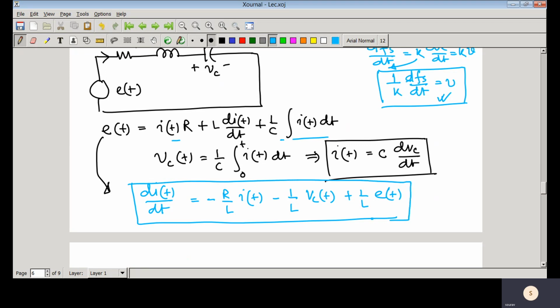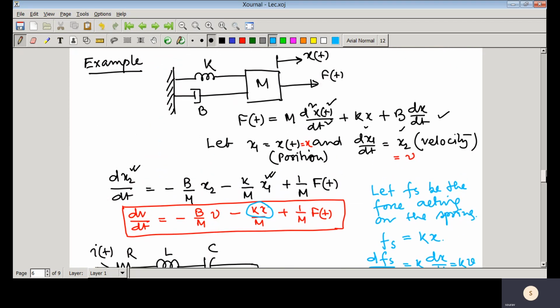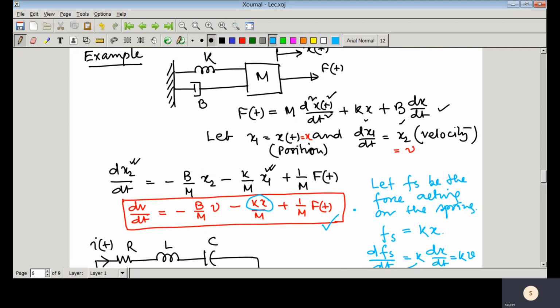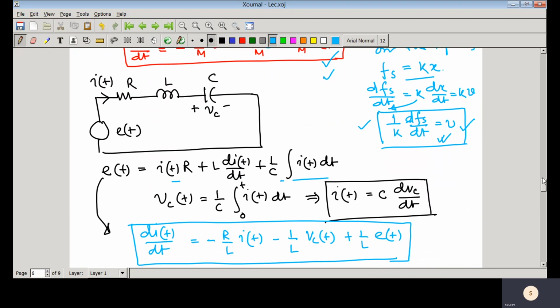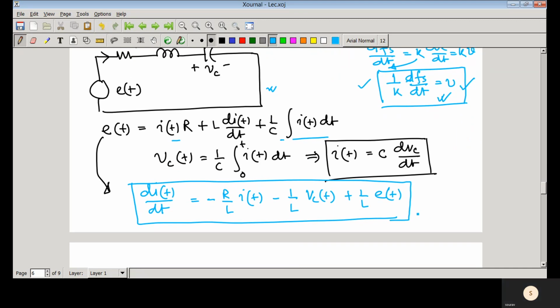So now you can see that whenever you have a spring mass damper system like this, you have this equation, and if you define Fs as the force acting on the spring, then we have this equation. So these two equations we get from the spring mass damper system. And if you have a series RLC circuit, then you have this KVL equation and this relationship. So now let us compare it.